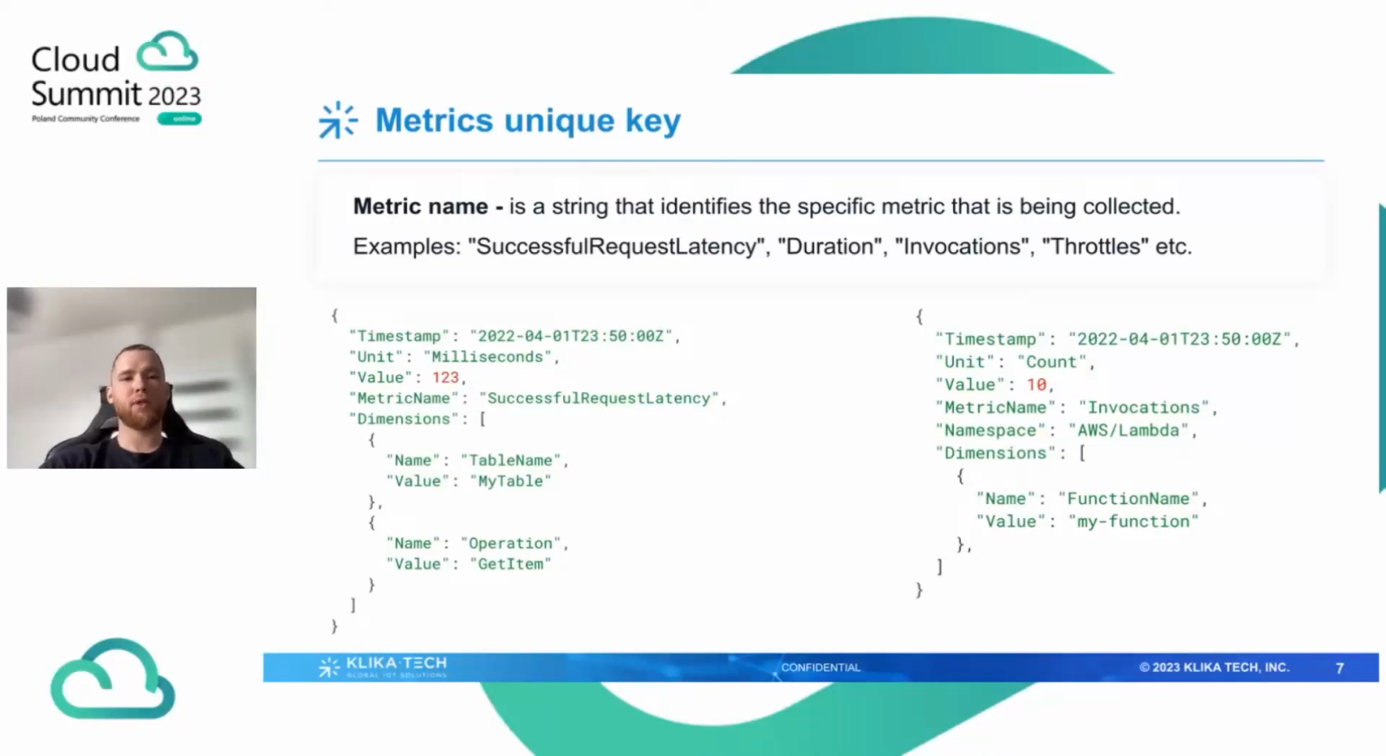The first example tells us that the successful request latency metric for a DynamoDB table with the name myTable and for the getItem operation has a value of 123 milliseconds. The second example illustrates an invocations metric for a Lambda function named myFunction. The value field indicates that this Lambda function was invoked 10 times during the specified time period.